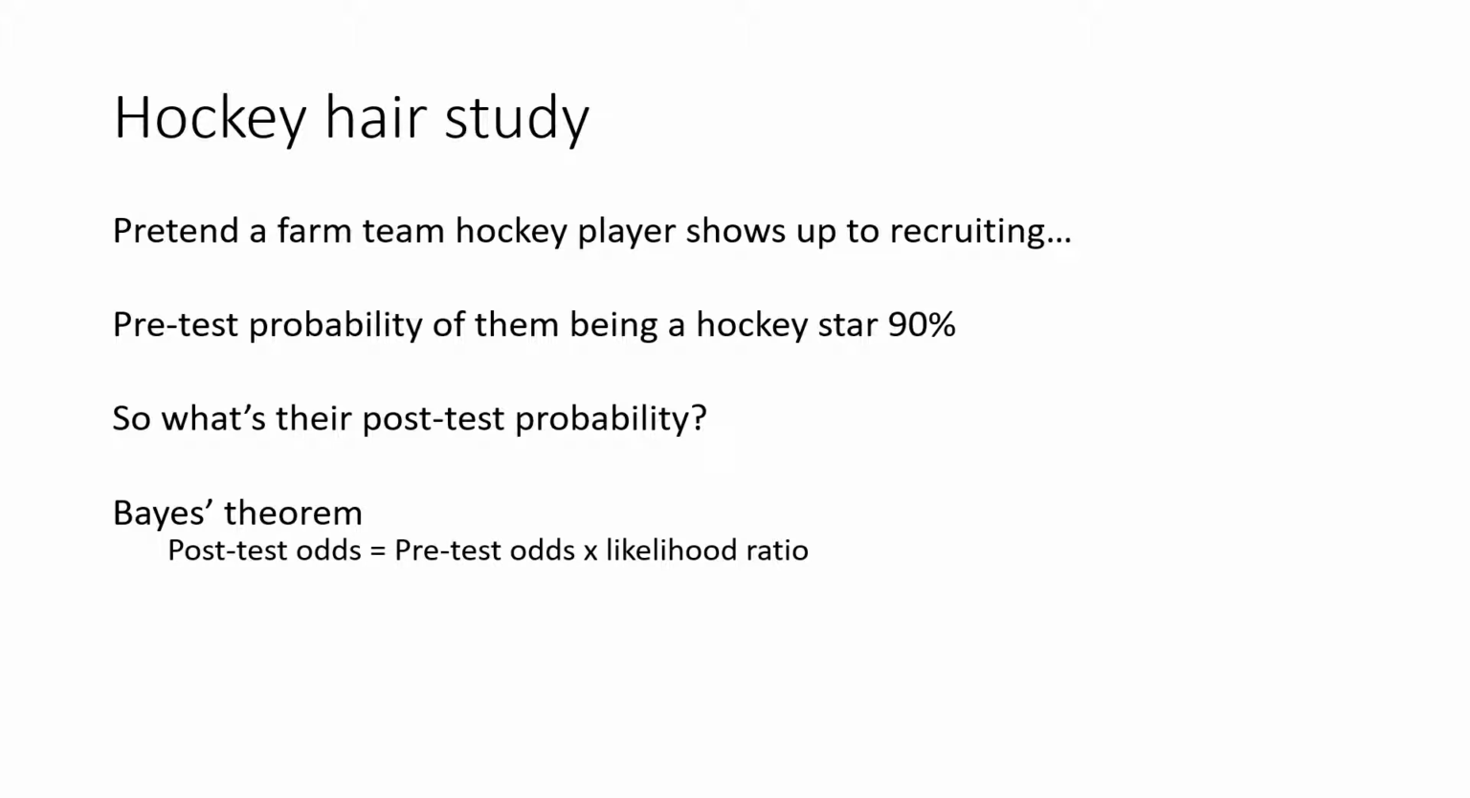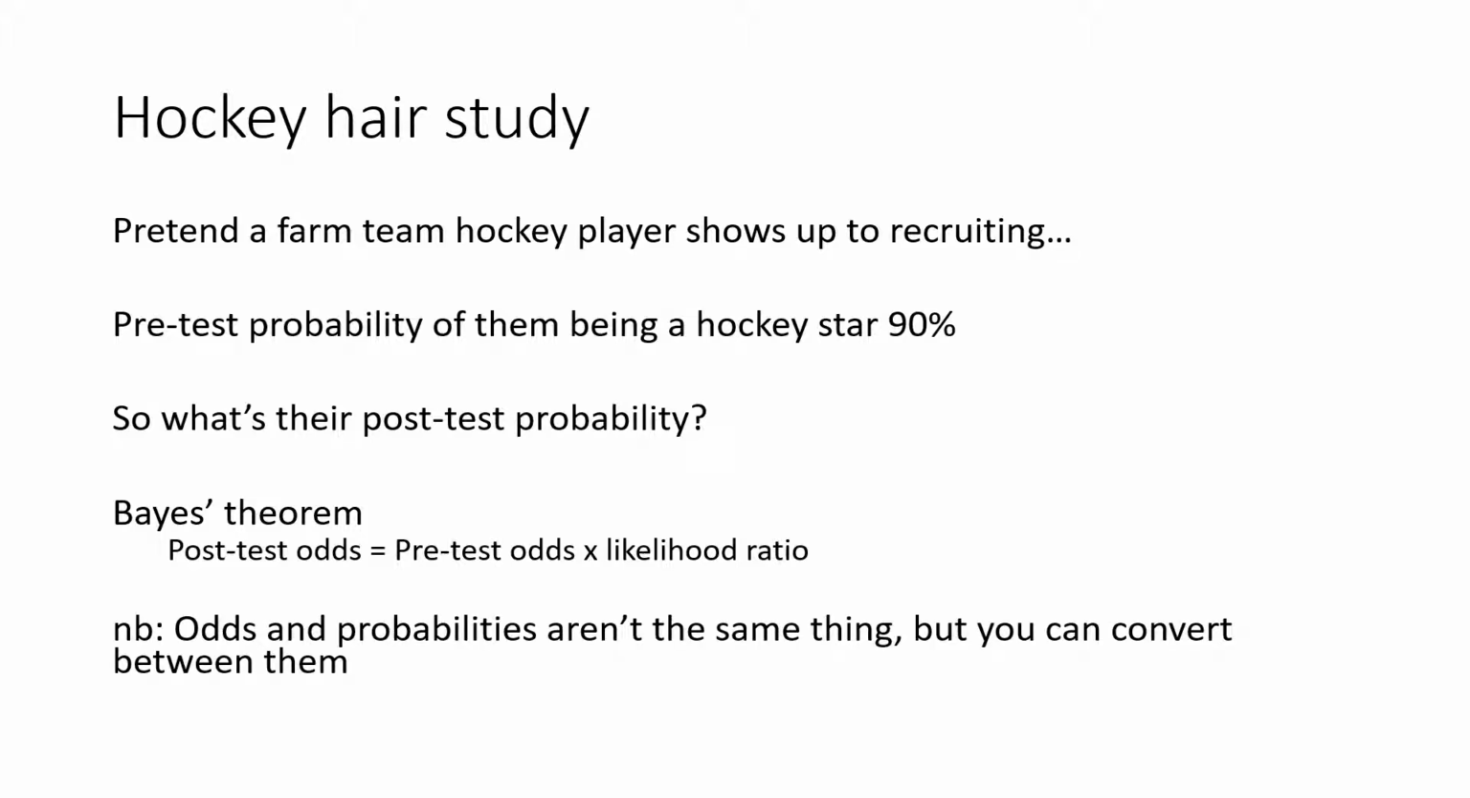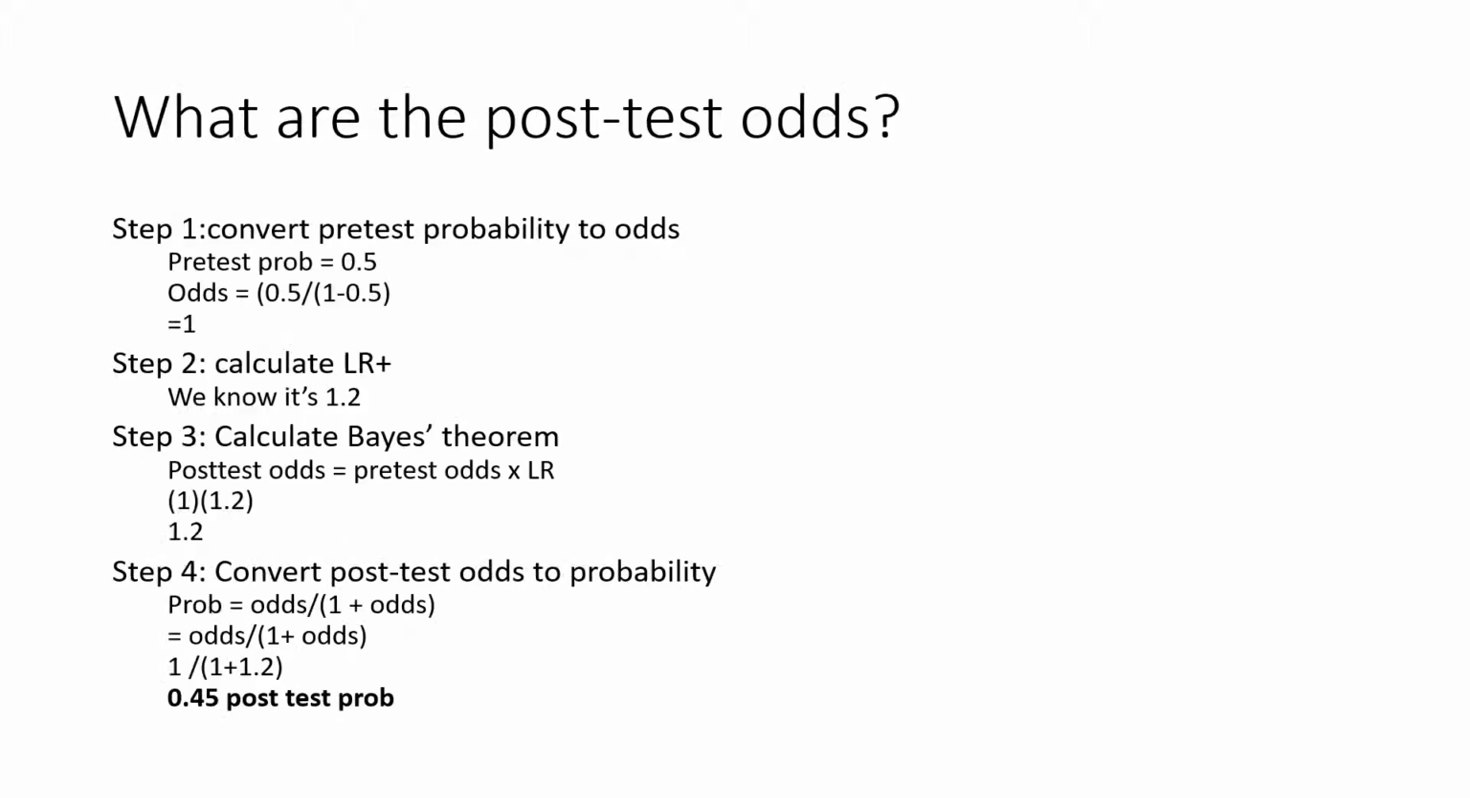A couple ways you can do this. You can use Bayes' theorem, which is your post-test odds equal your pretest odds times the likelihood ratio. And as we saw earlier, odds and probabilities aren't the same thing, but we can convert between them. Most of us, though, tend to like to think in probabilities more than odds. But if you want to go down the odds route, you convert your pretest probability to odds using this equation here. You calculate likelihood ratio positive, or you know that already. Calculate Bayes' theorem, so you plug in the numbers. And then you convert your post-test odds to probability using this equation, and then you get your post-test probability.